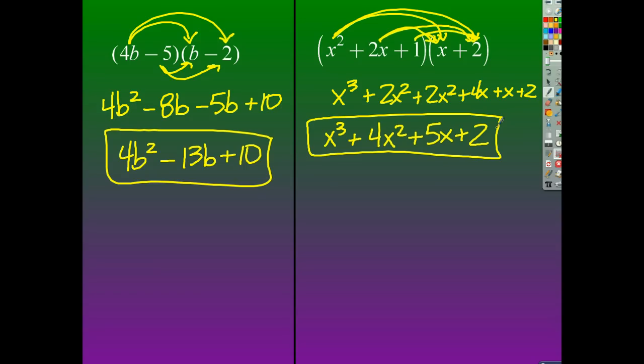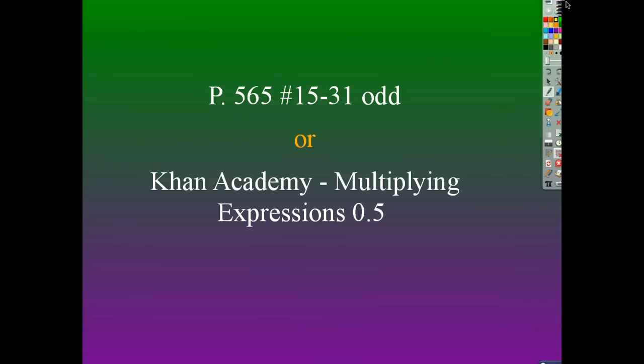So why don't you go ahead and take these ideas, and practice. You can either do page 160 or 565, 15 to 31 odd, or you can do Khan Academy, and it's going to be called Multiplying Expressions 0.5. And if you feel real confident, you feel real good about that, you can go ahead and go into Multiplying Expressions 1. It's going to be a little more difficult, but if you're feeling like a challenge and you want to get ahead a little bit and get a little bit of understanding, then feel free to go ahead and do that.